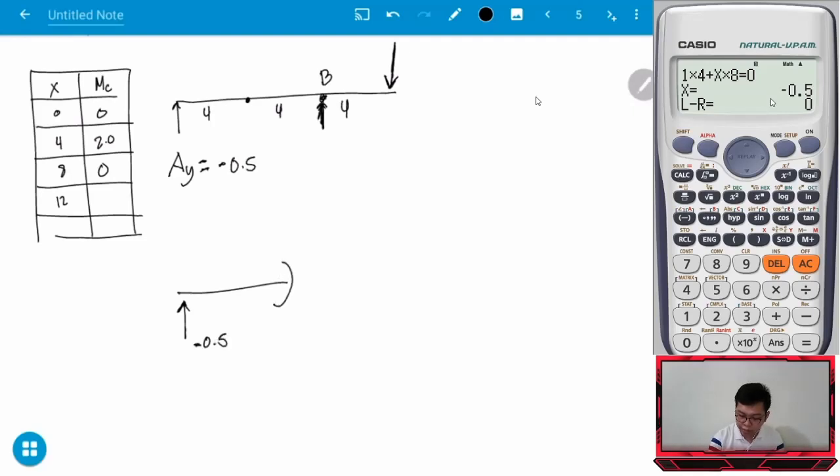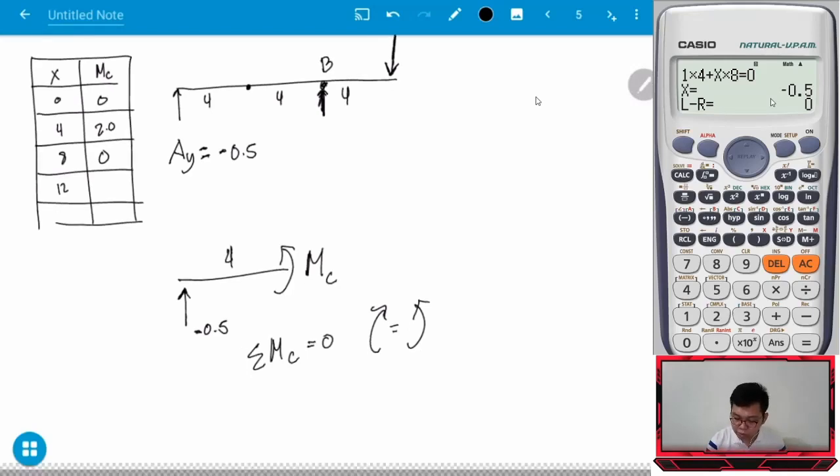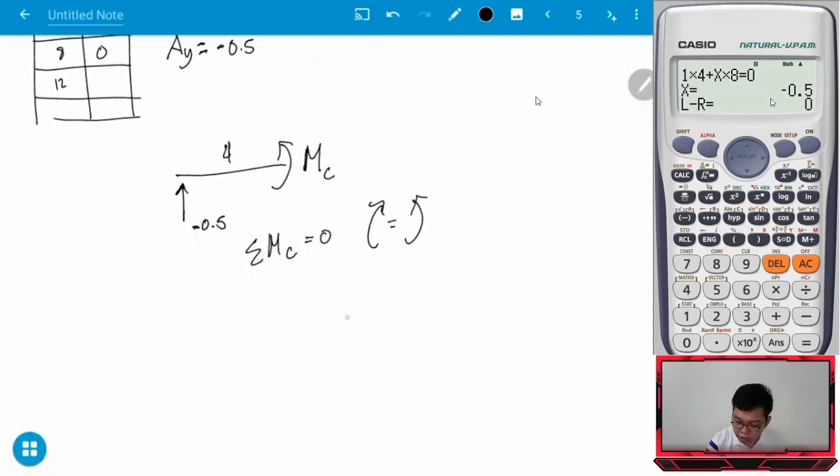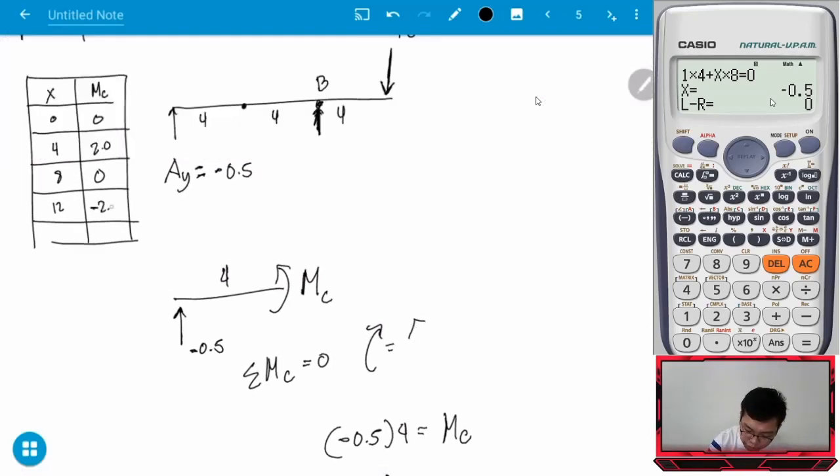So, nag-cut ako na dito. And then, I have 4. And then, this is actually M. Okay, my moment MC. So, summing up moment at C is equal to 0. Clockwise is equals counterclockwise. So, ang clockwise moments ko dyan, yung negative 0.5, di ba? With a moment arm of 4. And then, yung counterclockwise moment ko is ito, equal to MC. Therefore, MC is actually equal to negative 2.0. Okay, so ilalagay ko dito negative 2.0.